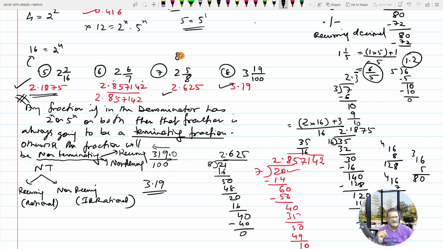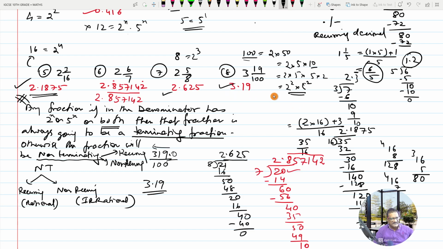2 5 by 8, it is 2.675. Now 8 can be written as 2 raised to 3. Fine. And this 100 can be written as 2 into 50. And this can be written as 2 into 5 into 10. Or this 10 can be written as 5 into 2. So this is 5 into 2. So 2 into 2, 2 raised to 2 into 5 raised to 2. This 100 can be written as 2 raised to 2 into 5 raised to 2. So as I told you, if the denominator can be expressed as both 2 raised to something and 5 raised to something, still it will be a terminating fraction. And that is the reason 319 upon 100 you got as a terminating fraction, 3.19.